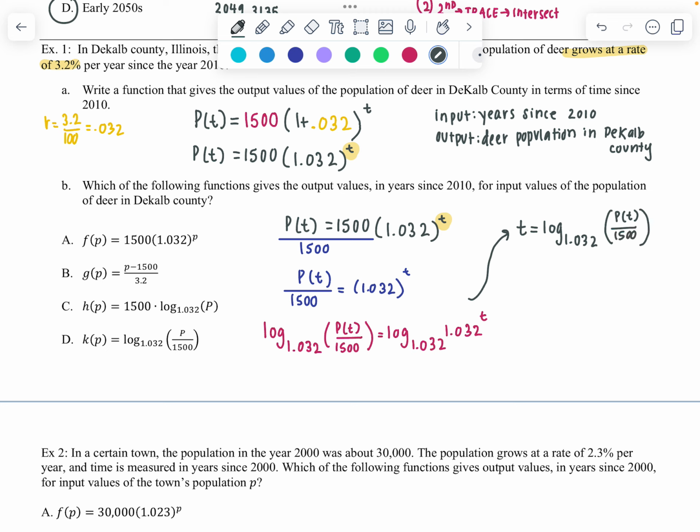Again, their variables are going to be different because the variables weren't defined. But let's just see which situation matches what we just solved. This does not work, not work, not work. Oh, log base 1.032 of P over 1,500. So our solution is D.